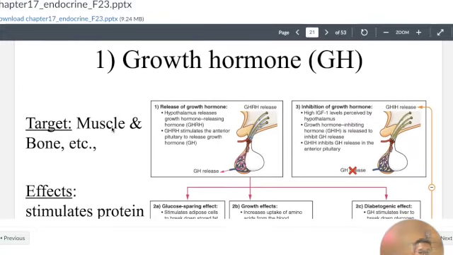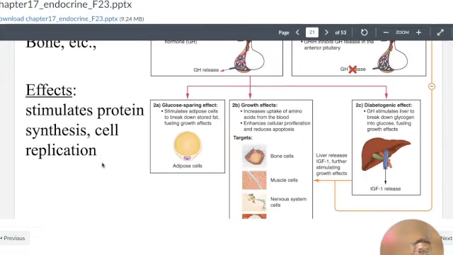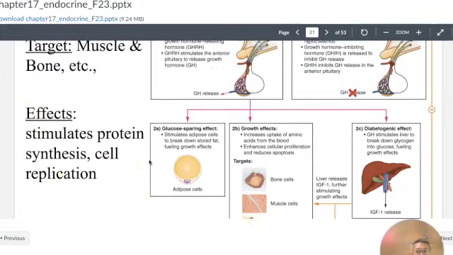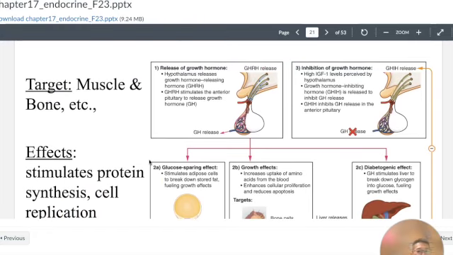So let's look at the first one, growth hormone. Growth hormone targets muscles and bones. The effect, if you have growth hormone, it stimulates protein synthesis, cell replication. So you need growth hormone to grow, okay?